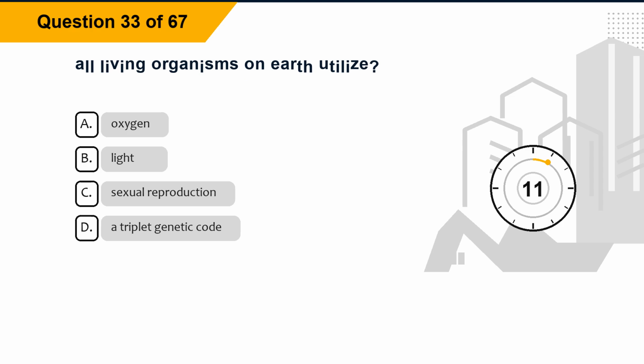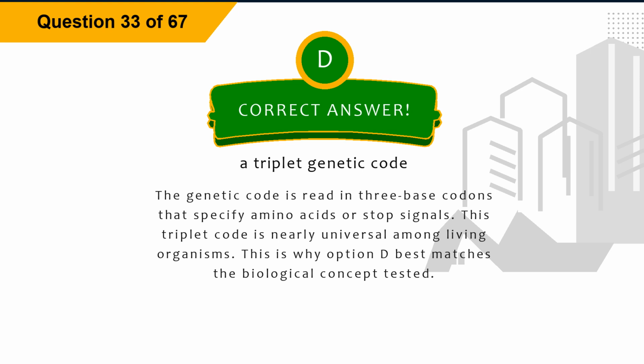Question 33. All living organisms on Earth utilize? Option A, oxygen. Option B, light. Option C, sexual reproduction. Option D, a triplet genetic code. The correct answer is option D, a triplet genetic code.